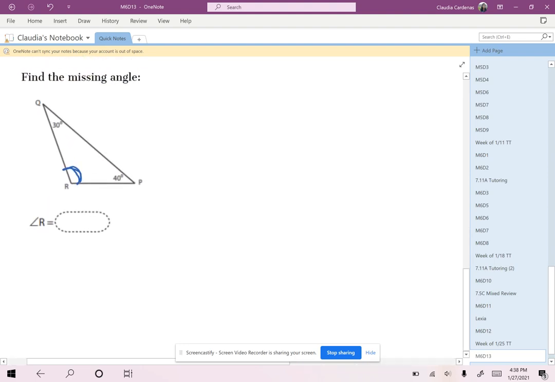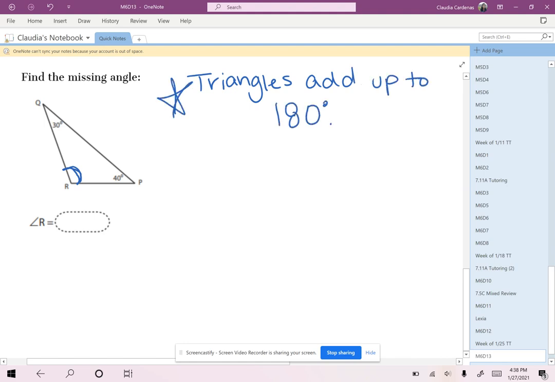So in order to find a missing angle in a triangle, we need to know what all angles in a triangle add up to. So I'm going to write this down. Triangles add up to 180 degrees. Always, always. So write this down. They will always add up to 180 degrees.